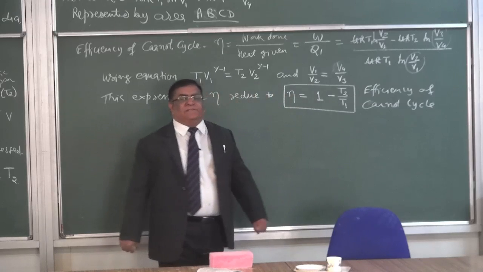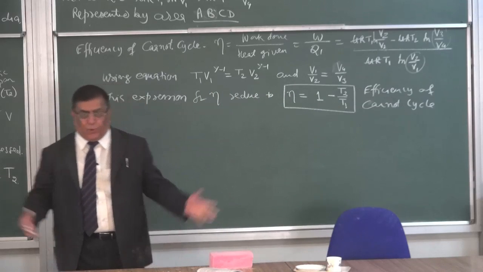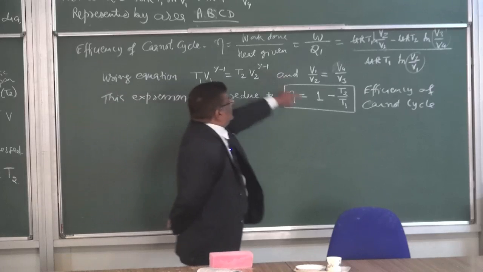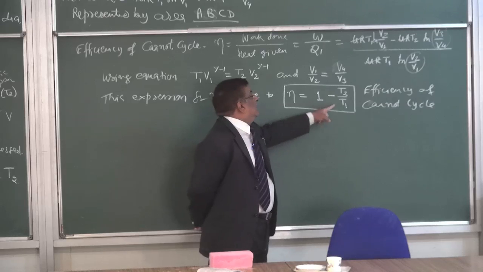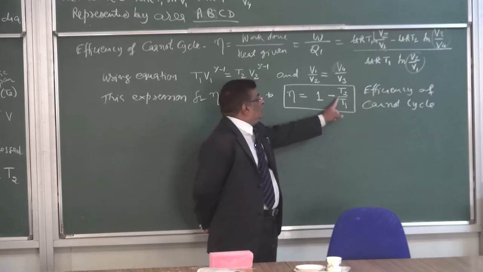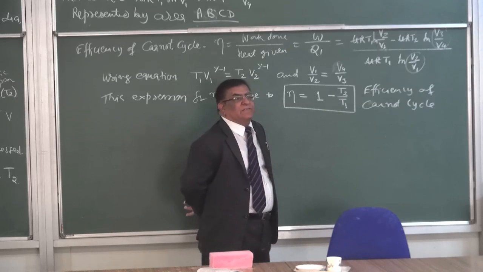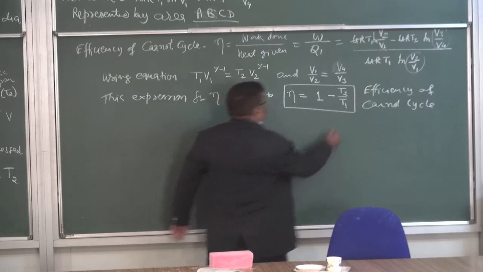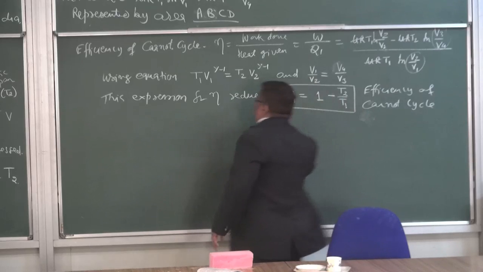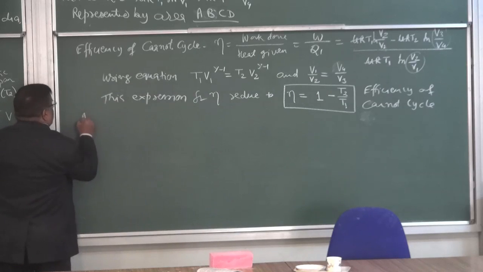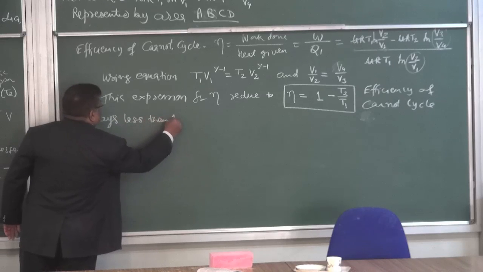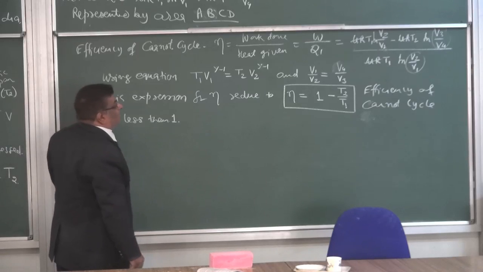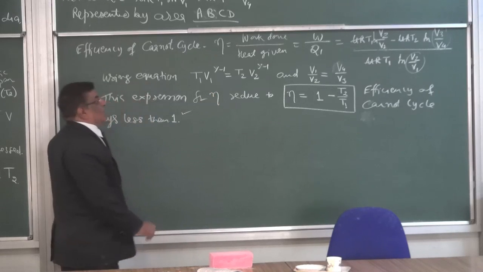Now, can the efficiency of Carnot cycle be 100%? No, because T2 upon T1 can never be 0. T2 can never be 0, T1 can never be infinity. So this will have a certain value, and 1 minus something is less than 1. So efficiency is always less than 1. That is one thing.